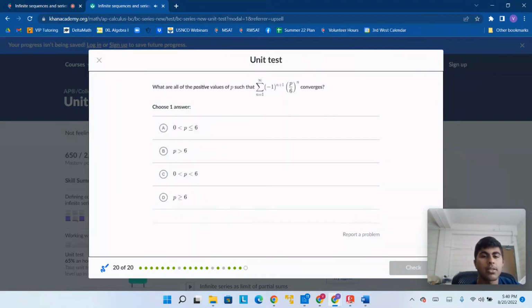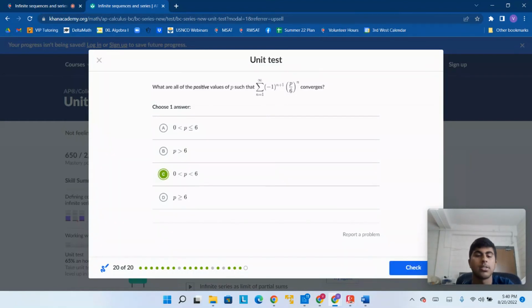What are all of the positive values of p such that the sum of -1 to the n plus 1 times p over 6 to the n converges? All the positive values, let's see. We plug in anything greater than 0, and then we can go anything up to 6. Does 6 work? If we plug in 6, we get 6 over 6, which is 1 to the n, times -1 to the n plus 1. Well, that just keeps going on and on forever, doesn't it? So that's not going to work. So our answer is that.